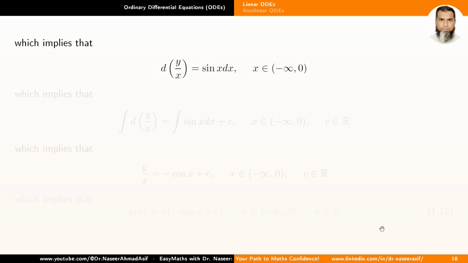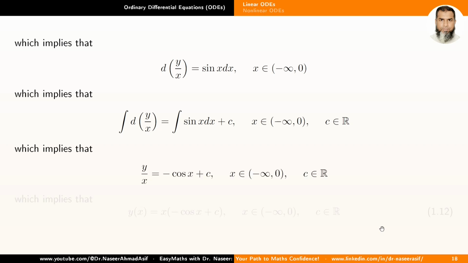Just taking the integral, we have the integral of d of y by x is equal to the integral of sin x dx plus c, where x belongs to the open interval minus infinity to 0, and c is an arbitrary constant. So y by x is equal to minus cosine x plus c, and so y of x is equal to x times minus cosine x plus c, where x belongs to the open interval minus infinity to 0, and c is an arbitrary constant.